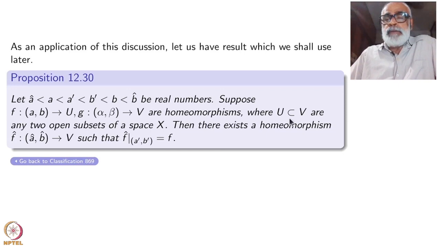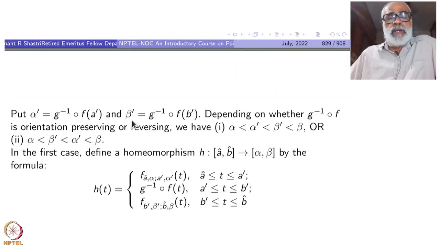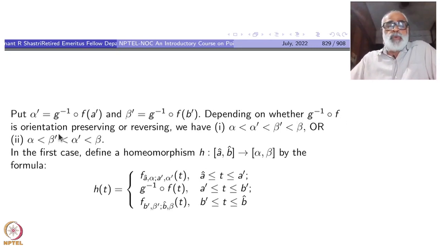They are inside U, so they are inside V. Therefore, I can take G inverse of that. So G inverse of those things will be between alpha and beta. That's all I am writing here: alpha prime is this number and beta prime is that number. Depending upon whether G inverse composite F is orientation preserving or reversing, we have two cases, namely alpha prime may be less than beta prime, or beta prime may be less than alpha prime. I have no control over that.